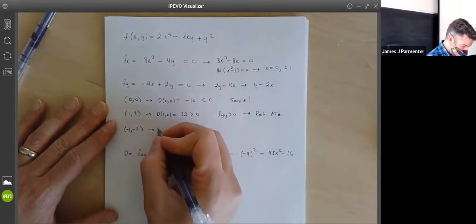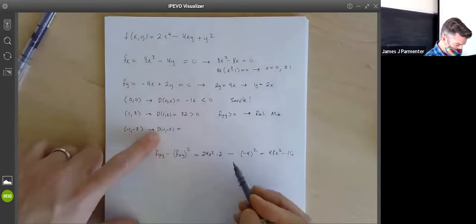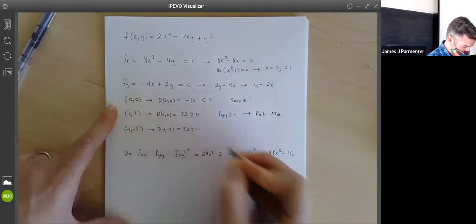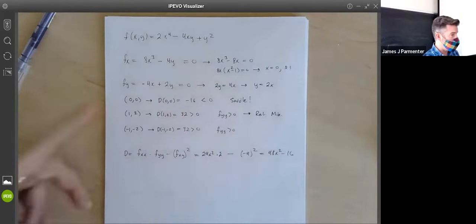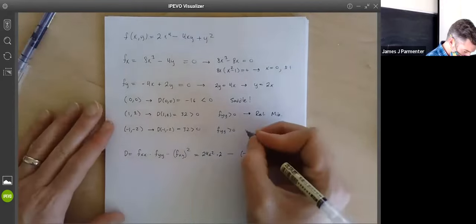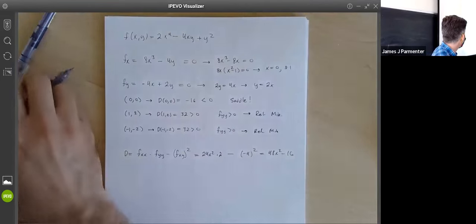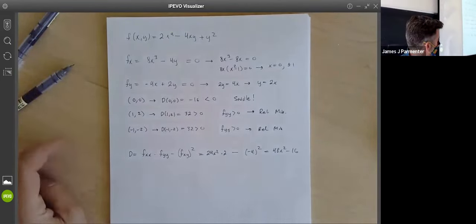Plugging in negative 1, negative 2, I bet we're going to get the same thing. If I plug in negative 1 for x, I still get 48 minus 16, which is 32, which is still positive. And f_yy is still also positive because it's always 2 in this problem. So I also have a relative minimum. I do think graphically this one is a little easier to see what's going on. So let's take a look at the graph.